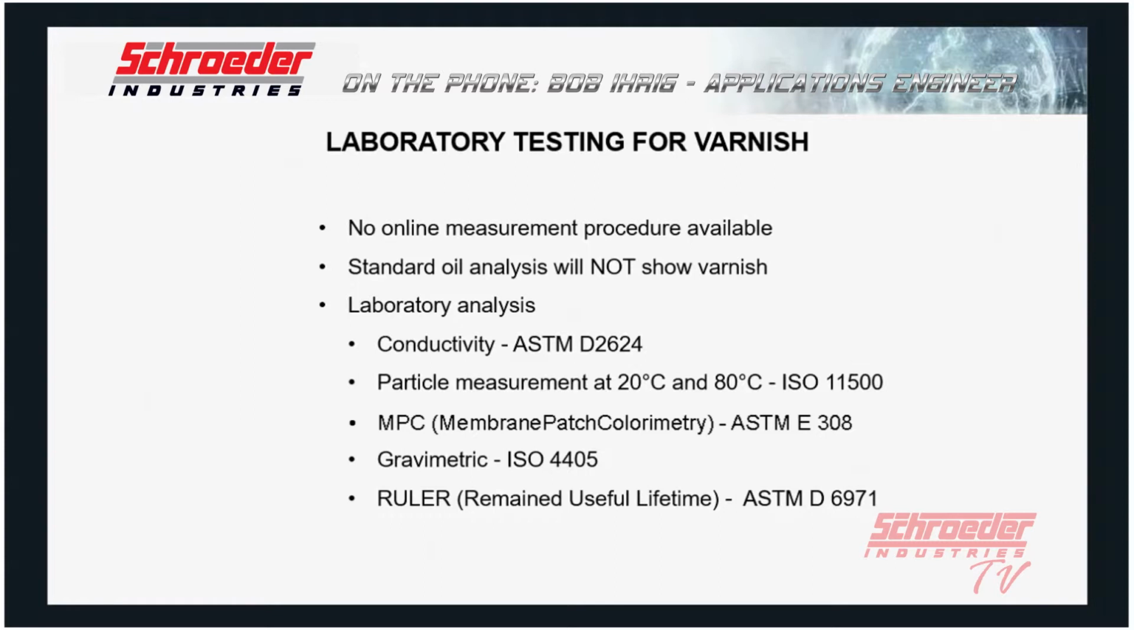We're not going to really go into the RULER test in detail here today, just because it's a less practical measure of varnish existence. It requires special equipment, and it's based on the relative concentration of antioxidants in a given new fluid versus a used fluid of the same type to determine the remaining service life of that fluid.